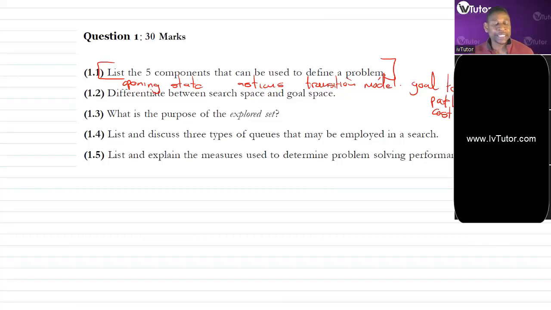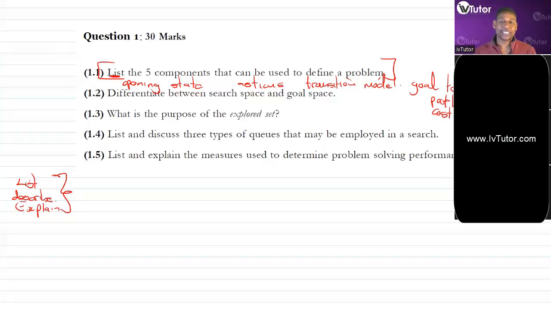So you are simply listing. This one says list. So there is list, there is describe, and there is explain. I hope you understand the difference between the 3. Simply listing, you're saying just write 1, 2, 3, 4, 5. Explaining, now you have to explain what a transition model is, what the goal test is, what the path cost function is.